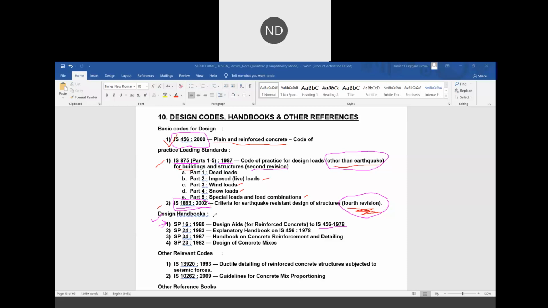Okay. Then we have SP 34 for concrete reinforcement and detailing. Then we have SP 23 1982 for your design of concrete mixes.